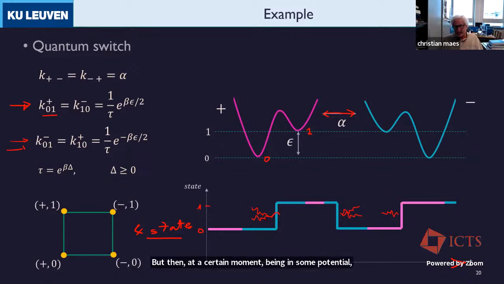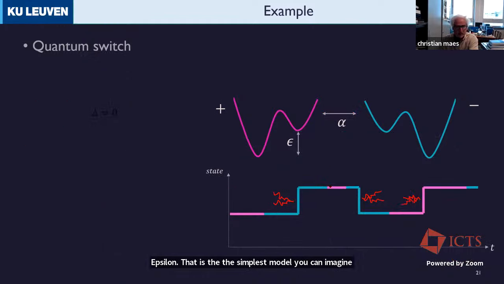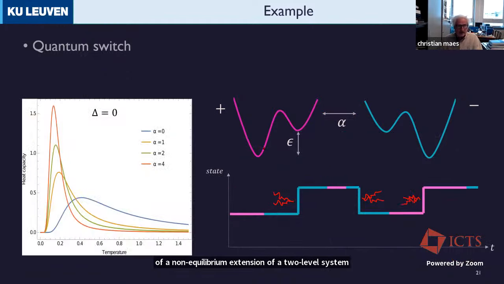Then, of course, there is heat, which is released. And then again, I can change colors. The colors here mean in what type of potential you are, but the heat which is released is only at that moment you're jumping between the 0 and the 1 state. And depending whether you're in the bluish green color or in the reddish orange color, that decides whether the heat released is either epsilon or minus epsilon. That is the simplest model you can imagine of a non-equilibrium extension of a two-level system, for which we can immediately calculate everything, including here the heat capacity.